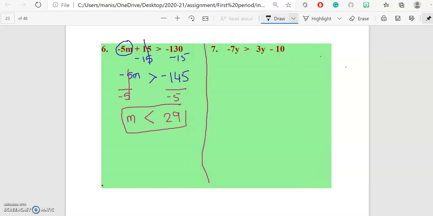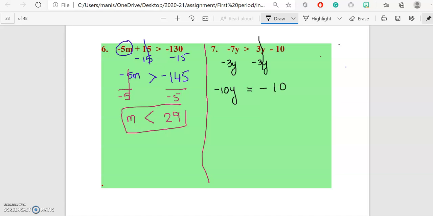Alright, let's do this question over here. Negative 7y is greater than 3y. Now the different thing in this question is you will see y on both the sides. Whenever you see this type of problem, first of all get rid of the y from one side. So I will subtract 3y from both the sides. So 3y minus 3y is 0, but negative 7y minus 3y, so negative 7 minus 3 will give you what? Negative 10y.